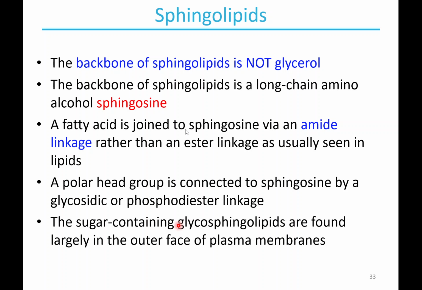A fatty acid is joined to sphingosine not by an ester linkage, but by an amide linkage. The polar head group is still connected to sphingosine by either a glycosidic linkage, so a sugar, or a phosphodiester linkage. And sugar-containing glycosphingolipids are found largely on the outer face of plasma membranes, where that sugar can actually be used as a sort of recognition device.